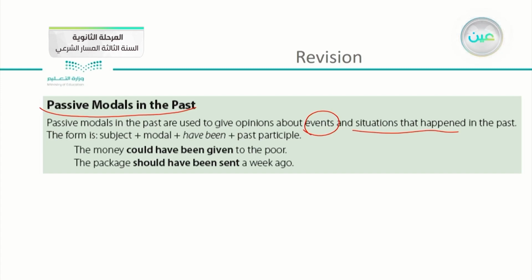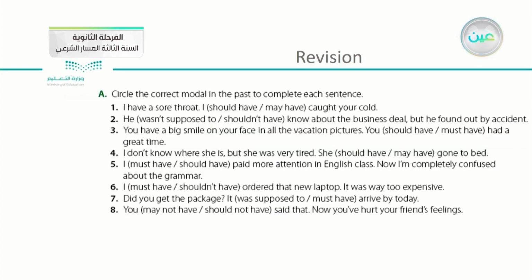For example, the money could have been given to the poor. The money wasn't given to the poor people, and here the speaker suggests or criticizes what has been done and says the money could have been given to the poor people. Number two, the package should have been sent a week ago. It wasn't sent a week ago, but it should have been sent a week ago.